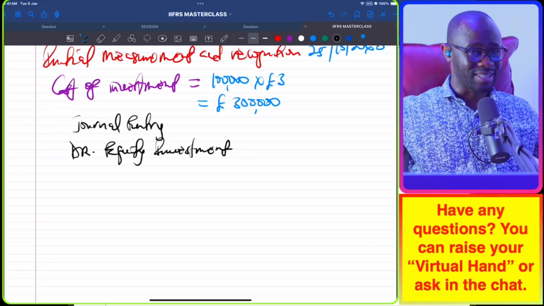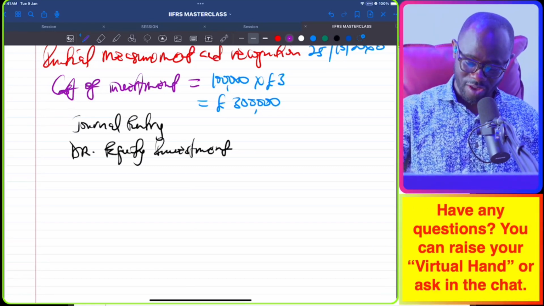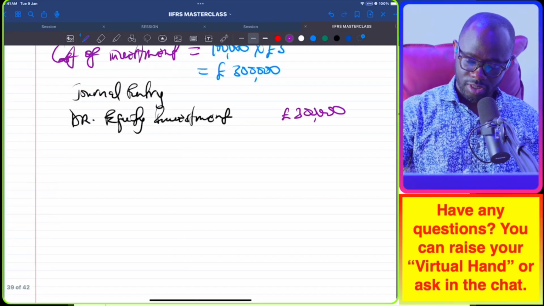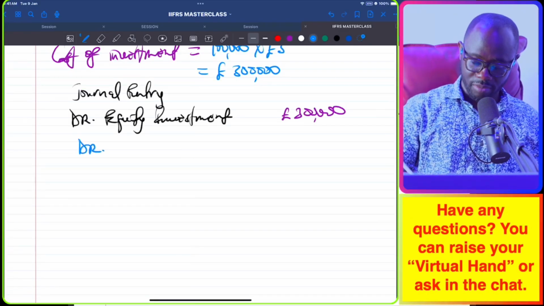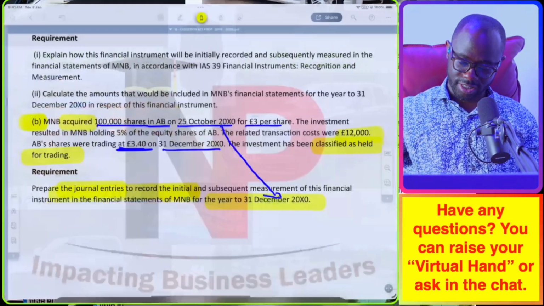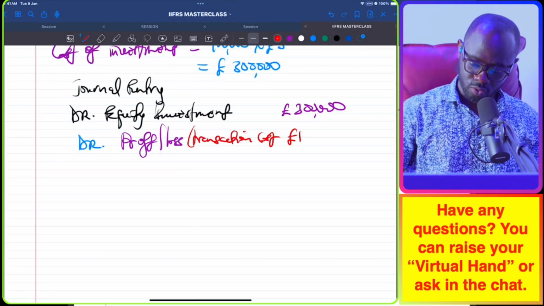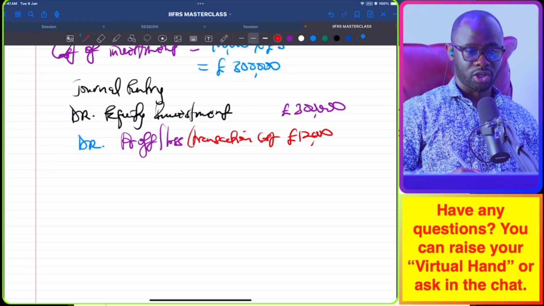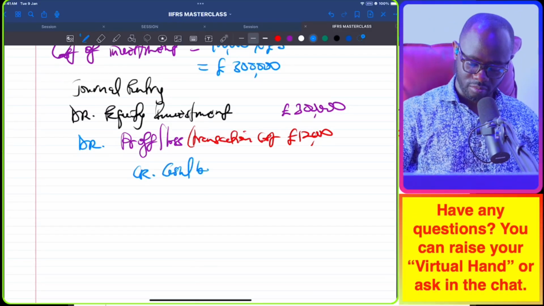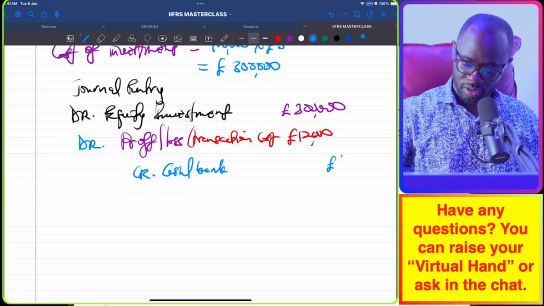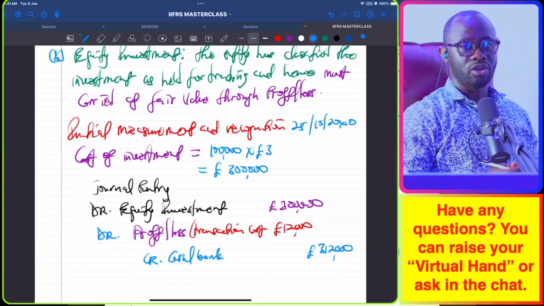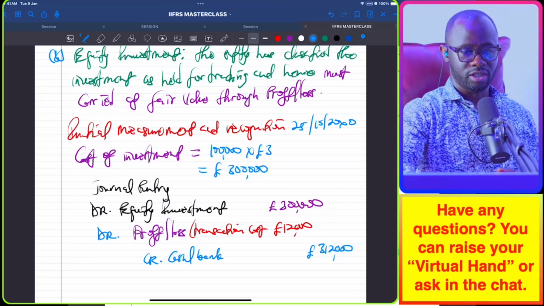So equity investment is going to be debited with £300,000. Then we will also debit profit or loss with the transaction cost, £12,000. Then you credit cash or bank with the total figure. How much would that be? £312,000. So that's our initial measurement and recognition.